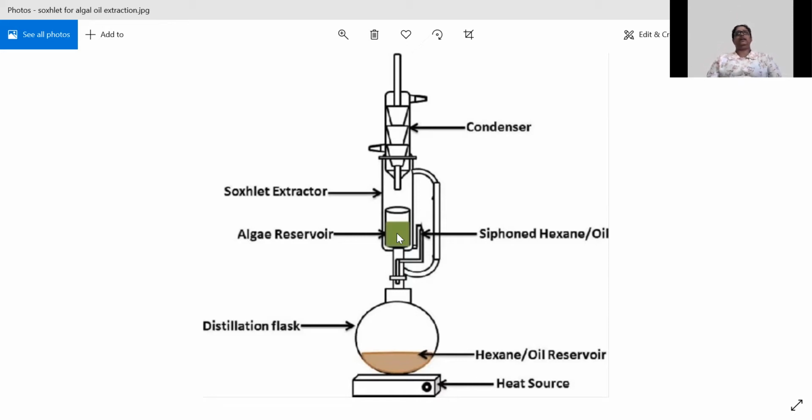But in case you are using the Soxhlet for something else and you cannot keep it for such prolonged periods, then you could also make a compromise. You don't need a complete yield, but you can do the extraction for 24 hours, but not more than that. Otherwise, the activity of your compound would be compromised.